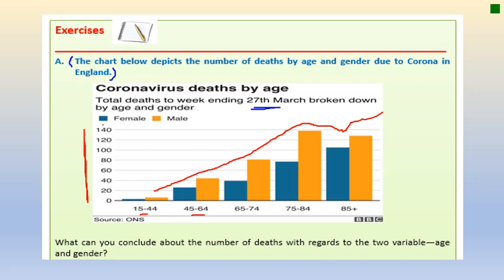Blue is for females and yellow is for males. Take a look. We also notice that males die at a lesser rate than females. Okay, there is a significant difference in the death rates among males and females. Now my question, but of course you don't only answer the question, you have to analyze. What can you conclude about the number of deaths with regards to the two variables, age and gender?